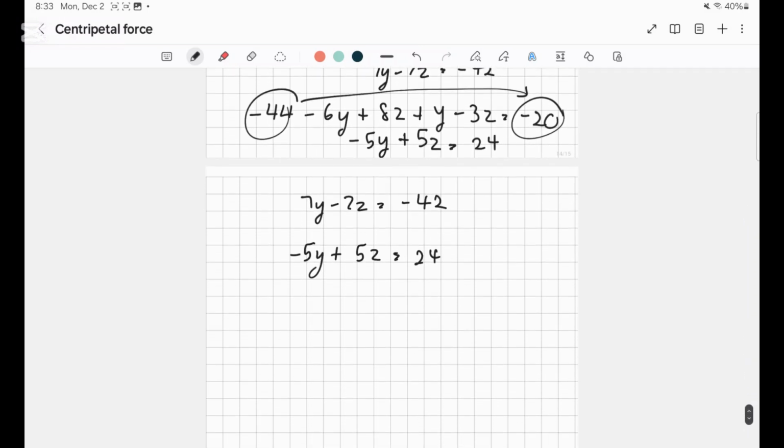Yeah, and the first equation, you can divide everything by 7, right? Because 42 is divisible by 7. Y minus z equals minus 6.